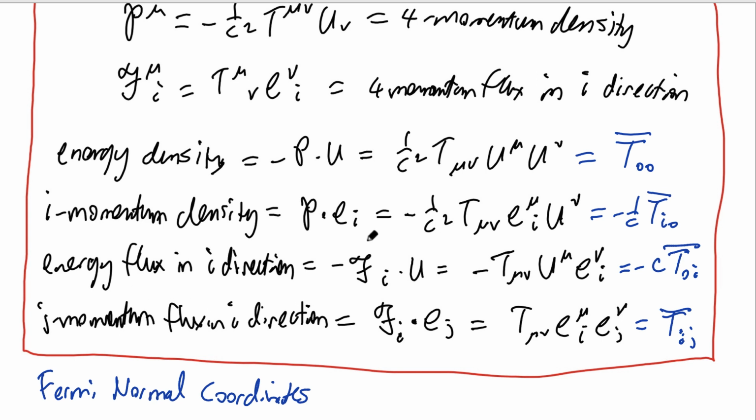There are still some important aspects of the stress energy momentum tensor that we need to discuss, but I think I'll save them for the next lecture. In particular, you've probably noticed that the I momentum density and the energy flux in the I direction are essentially the same apart from factors of c. So we need to discuss that. Because of the symmetry of the stress energy momentum tensor, the j momentum flux in the I direction is the same as the I momentum flux in the j direction. So that's something else that needs to be understood.